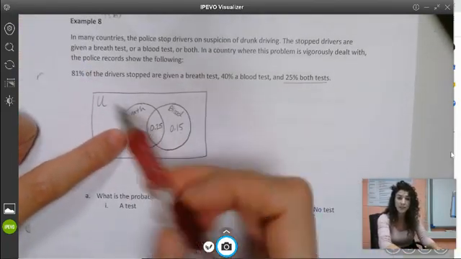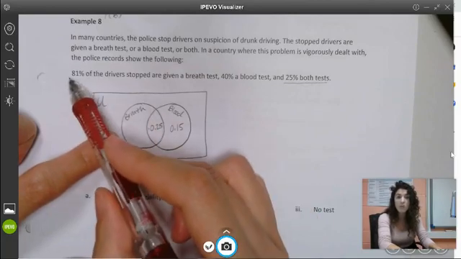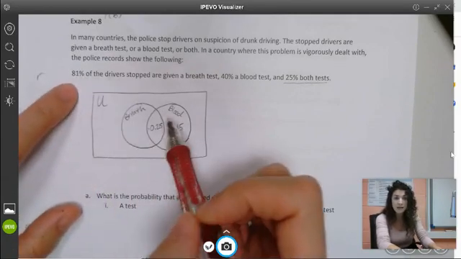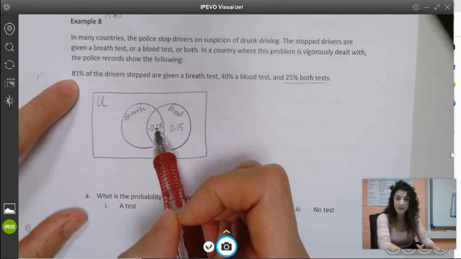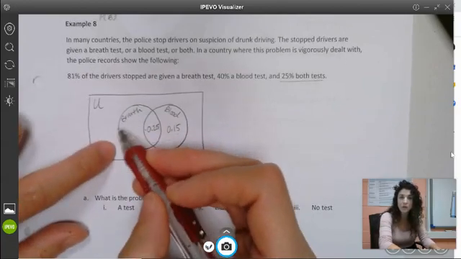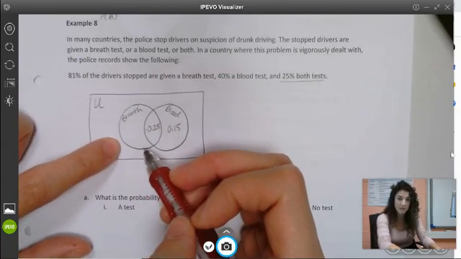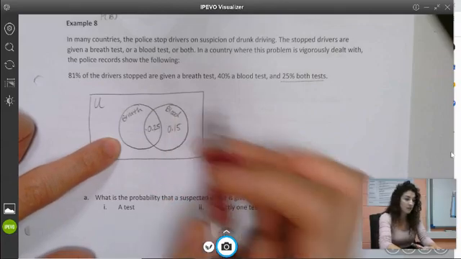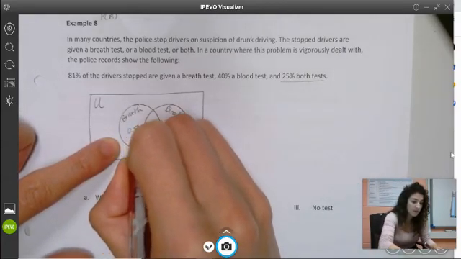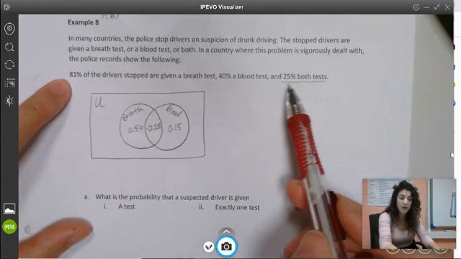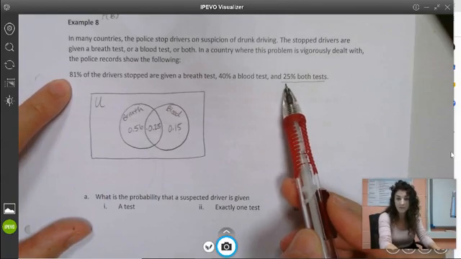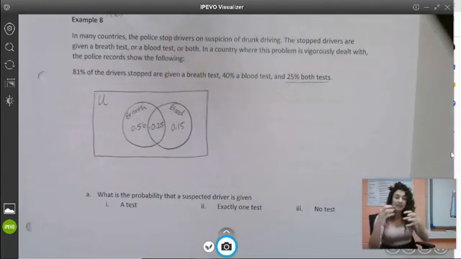I can then also move over to the breath test. This whole bubble right here is supposed to be 0.81 or 81%, but I'm using up 25% of that 81%. So to know what's in the rest of the breath test probability, I just need to subtract the two, and that ends up being 0.56. So that's 0.81 minus 0.25.